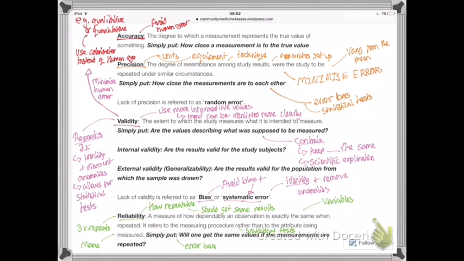Valid results answer the original question. To get valid results, you need to control all the variables to make sure you're only testing the thing you want to. So when you're looking at validity questions, we're looking at variables and making sure you've got all of them controlled. So specifically, validity is ensuring you've got the right controls.